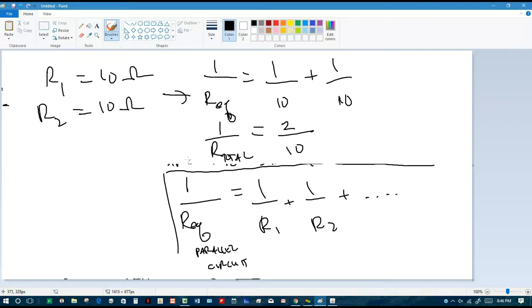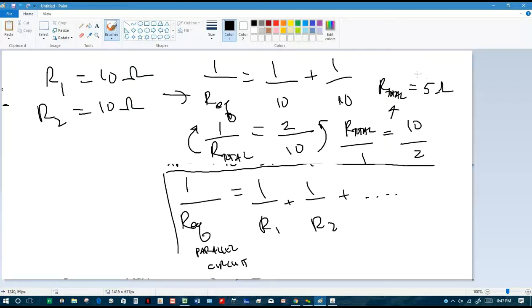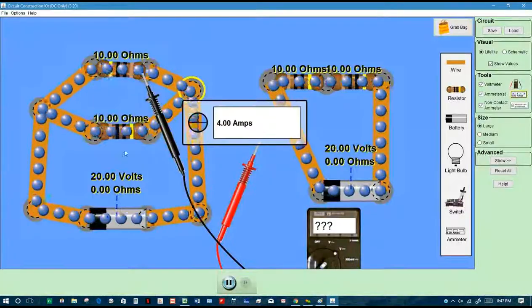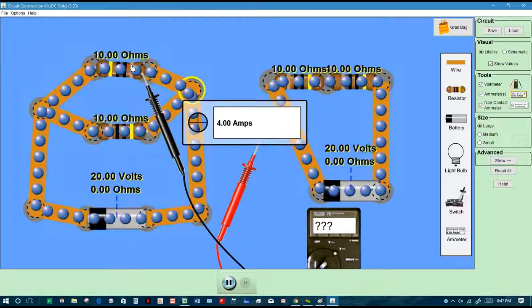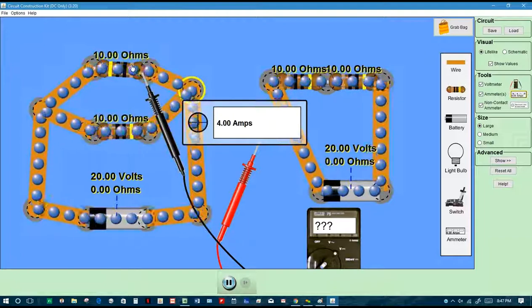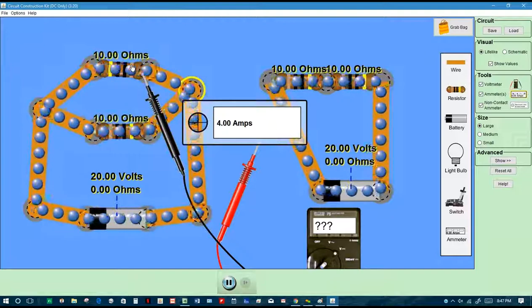So the easiest way to go from here is just invert. Flip this side and flip the other side. When you flip 1 over R total, you get R total over 1, which is 10 over 2. And R total over 1 is just R total, right? And 10 over 2 is 5. So the total resistance of the circuit is only 5 ohms, because you've got two 10 ohm resistors. And the total resistance of that circuit is less than the resistance of even one of them. It's a weird idea.